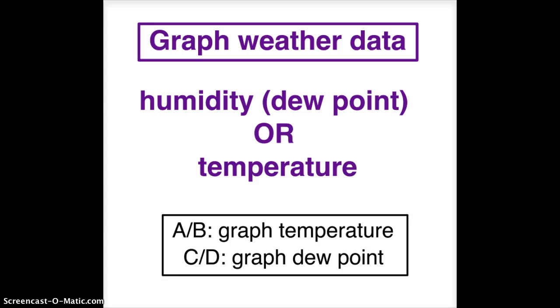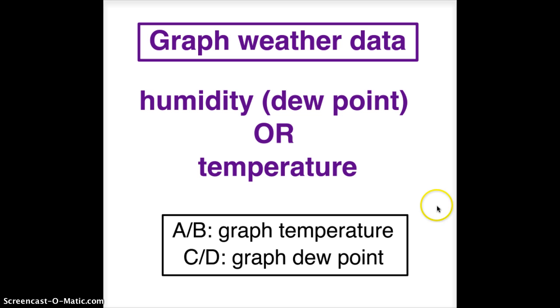Before starting, make sure you have a white worksheet called Variables that Affect Air Pressure, and make sure you have downloaded the weather observations, 20 days of weather observations from Moodle into your Notability folder. If you haven't done that, pause the video and make sure you have what you need for this activity.